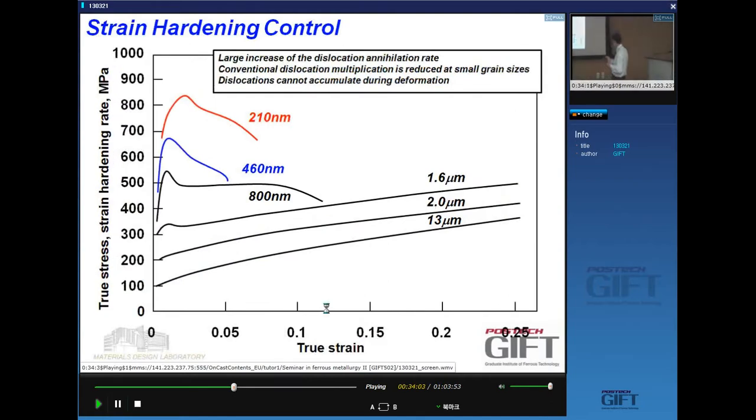So I want to show you what doesn't work. Take a single phase ferritic material. This is an IF steel. You can see that as long as you decrease the grain size and you don't pass the critical 1 micron level, the material improves in strength and the ductility is pretty much kept. But as soon as you're below the micron, all the deformation you get is post-uniform elongation, and the material basically has no strain hardening. And so in single-phase ultra-fine-grained material, we have a large increase in the dislocation annihilation rate, and the conventional dislocation multiplication mechanisms are very much reduced in small grains. So dislocation accumulation in the normal way cannot be controlled.